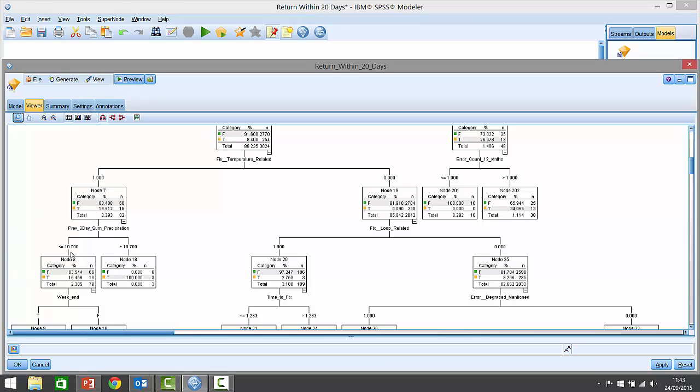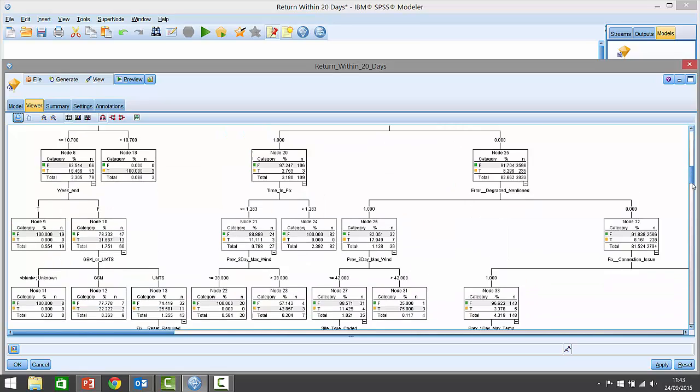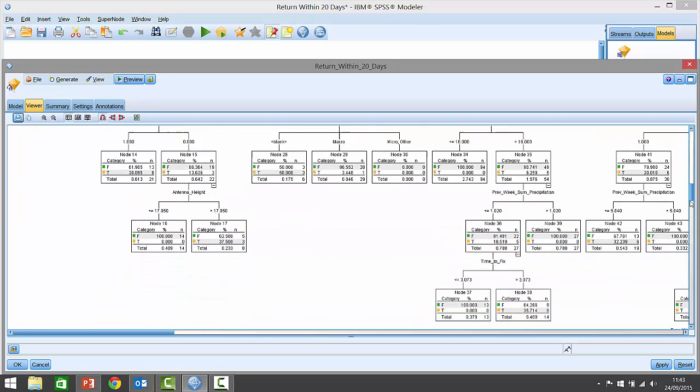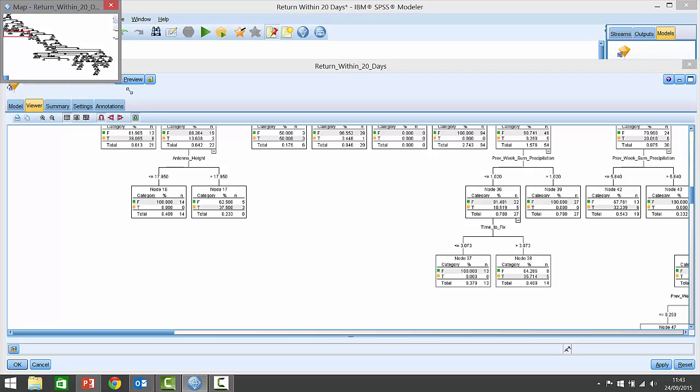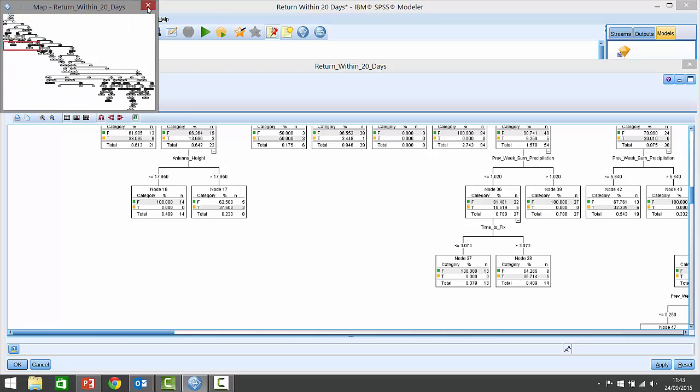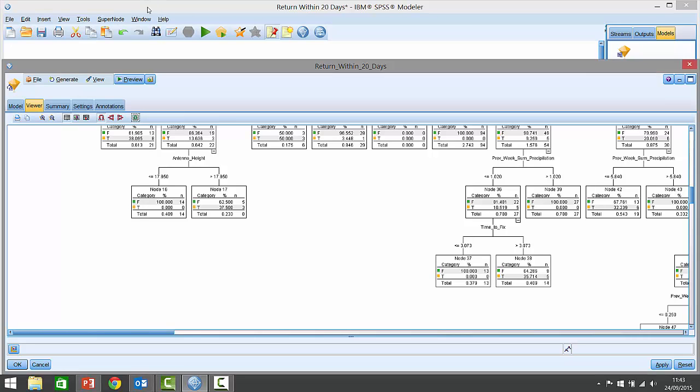Over here we've got whether or not it was a very dry day, so whether or not the previous precipitation was less than 10.7, I think that's millimeters or centimeters. If it was greater, then they all get revisited, but these are relatively small numbers, and so on and so on. So it's a very big model, but we can start to see, as it starts to split out, what is the profile of specific sites which are going to need revisited within 20 days.